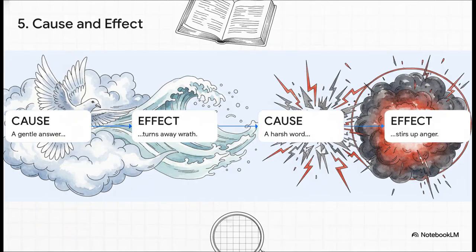This next one is super simple but really powerful. Cause and effect. It's basically if you do this, then that is going to happen. Like in the example we saw before, the cause, a gentle answer, leads to the effect, it turns away wrath. Authors use this all the time to show us the real-world consequences of our choices.